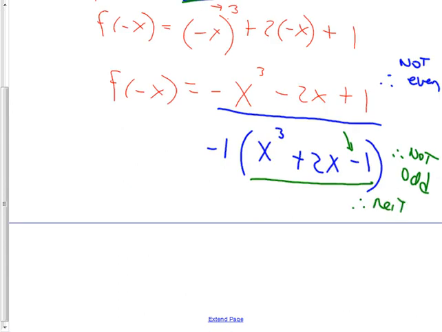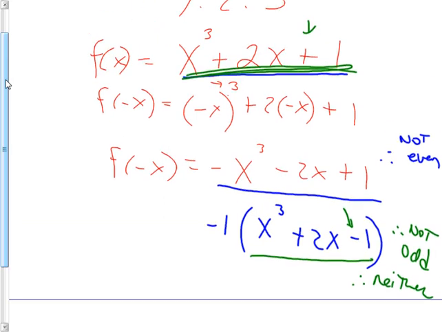And it's only after you've proven it's not even and it's not odd that you can say, therefore neither. So common mistakes: kids sometimes just think, well, I can see it's odd because of the symmetry it has, so I'm just going to say odd. You have to prove it with this process we're showing you here. If you haven't factored out a negative 1 in front and shown that this and this are the same, you haven't proven it's odd. You can't just say it's odd. You have to prove it. Okay, so make sure you show your work on these.